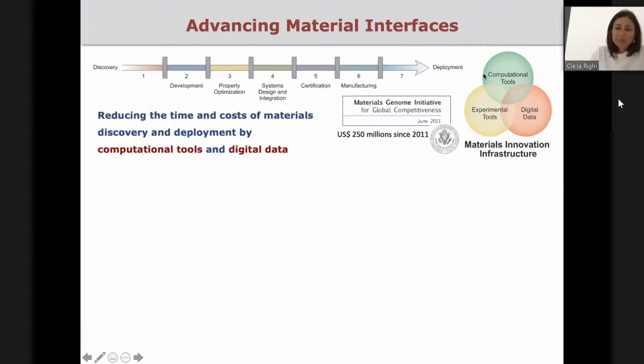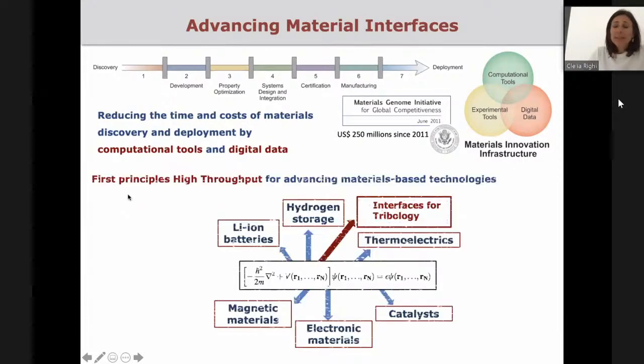And in this context, first principle high throughput calculations, based on solving the fundamental equation of quantum mechanics for a large number of materials in a relatively short time, have proven to be powerful tools for advancing materials-based technologies, ranging from batteries to catalysts. Surprisingly, they have not yet been applied to advanced interfaces for tribological applications. So this is one of the goals of the project.